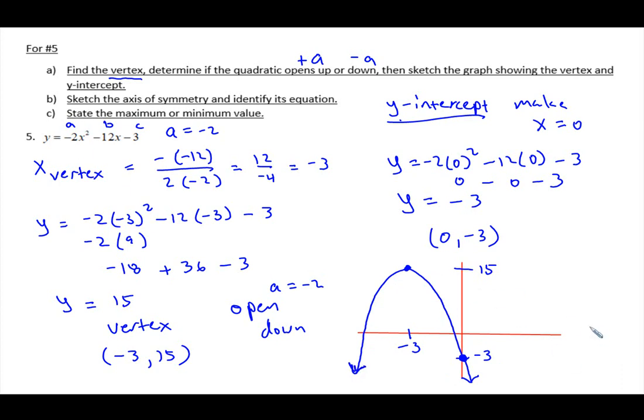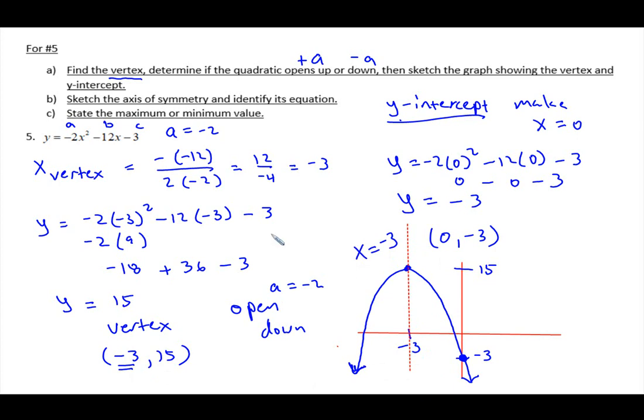Okay. Now part B, they want us to sketch the axis of symmetry, right? Now remember, the axis of symmetry is like an imaginary, dotted line that goes through the vertex, right? Right there. There's my axis of symmetry. And identify its equation. Now remember, the axis of symmetry is the same thing as the x value of the vertex. So the x value of the vertex is -3. You see how the axis of symmetry goes through the x value of the vertex right here, which is -3. So we just say x equals -3.